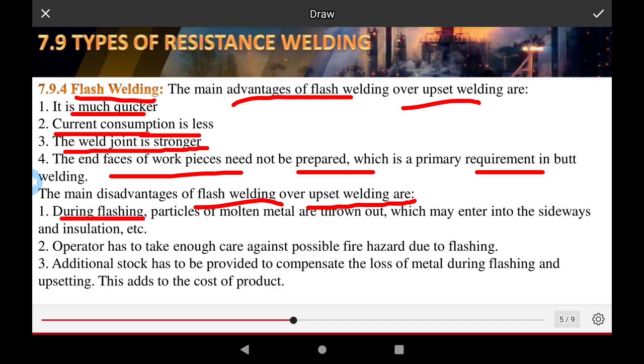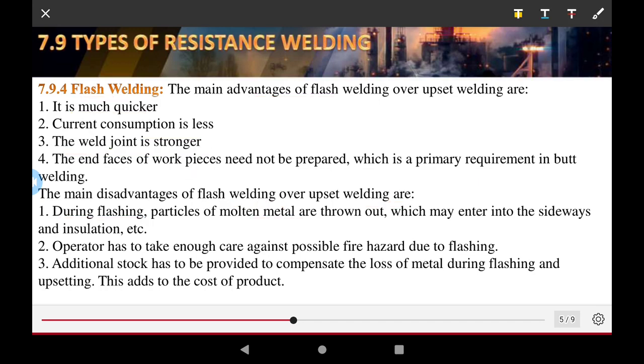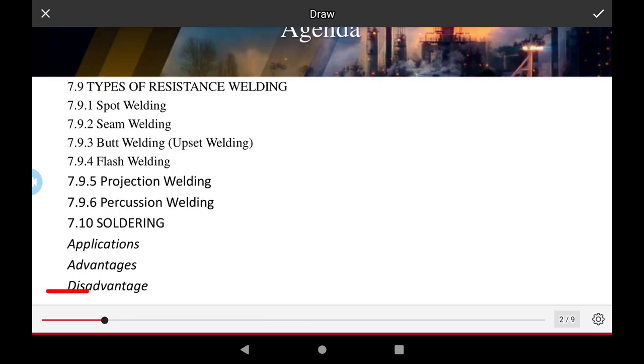During flashing, particles of molten metal may enter and slightly damage the insulation of part of the workpiece. The operator has to take precautions against the possible hazards of the flashing. Additional metal is provided at the flash point as compensation for the loss of metal during the flashing and offset of the workpiece.